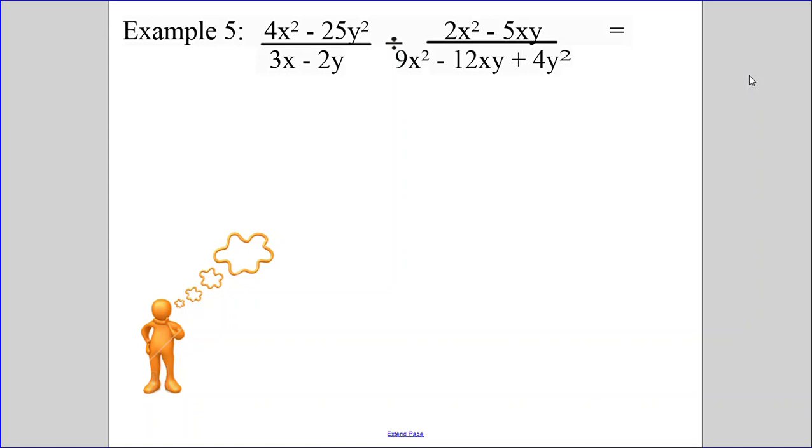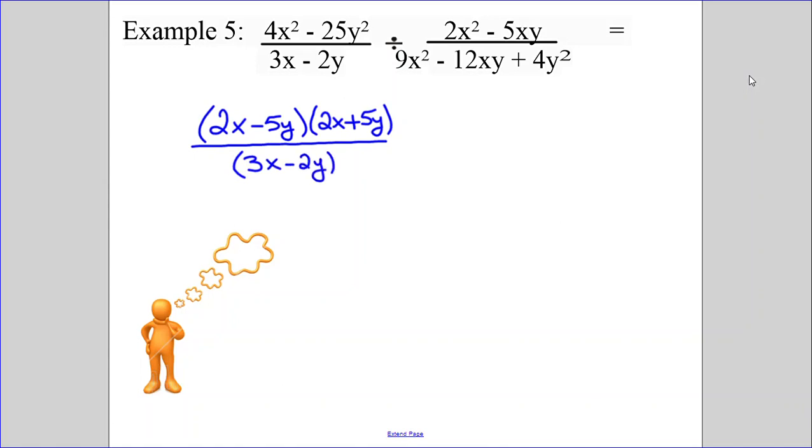All right, so with this one, I have 4x squared minus 25y squared. I'm going to start with that. It's a binomial term, and every value there is a perfect square. So I really have a 2x minus 5y and a 2x plus 5y over, I can't do anything with the bottom term, 3x minus 2y, they just stay the same. Now, my division, I'm going to keep that as it is because we're going to factor first.